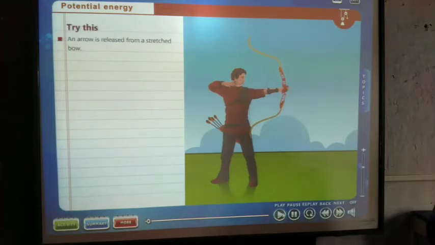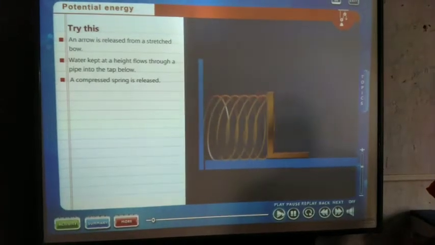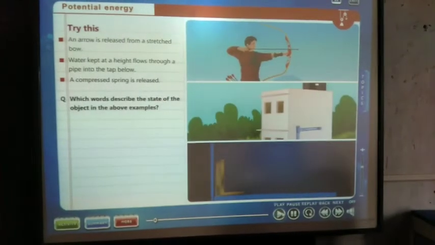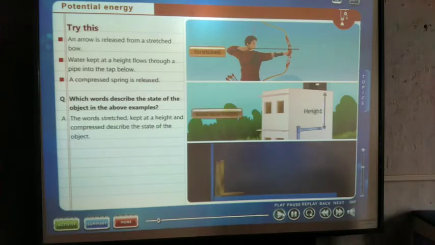Let's try this. An arrow is released from a stretched bow. Water kept at a height flows through a pipe into the tap below. A compressed spring is released. Which words describe the state of the object in the above examples? The words stretched, kept at a height and compressed describe the state of the object.